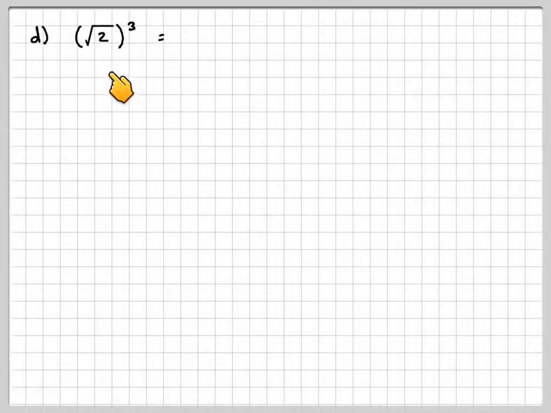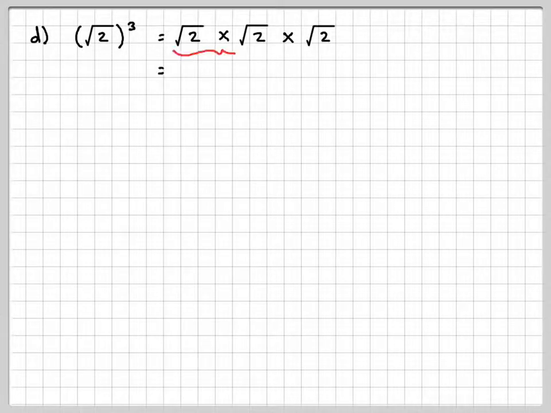Then root 2 cubed means root 2 times root 2 times root 2. So we just group these two together. Root 2 times root 2 gives me 2 from what we've learnt before, and this we can't do anything with. So we get 2 times root 2, which gives me an answer of 2 root 2.